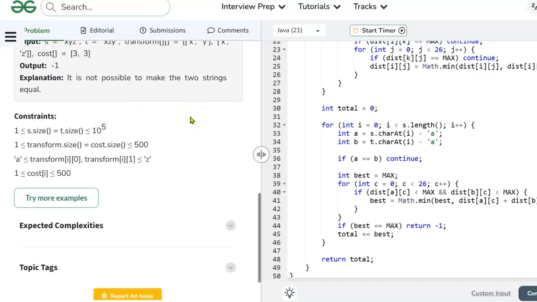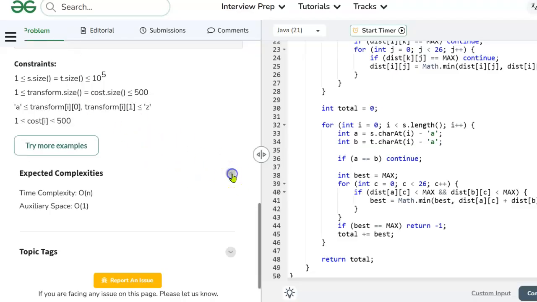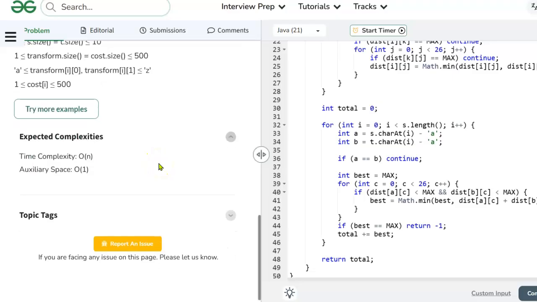Size is between 1 and 10 to the 5th, which is 100,000. Transform size will be equal to cost size, and that will be between 1 and 500. The elements in transform will be lowercase letters from A to Z, and cost will be somewhere between 1 and 500. Okay, expected complexities. These are a little bit misleading.